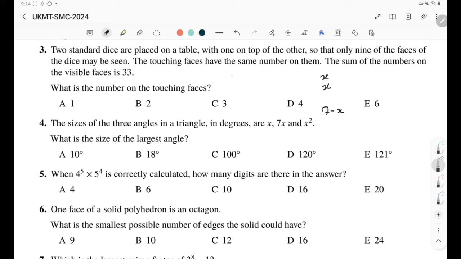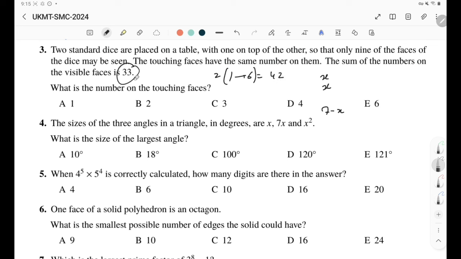And we can calculate this. The sum of numbers from 1 to 6, you can pair them: 1 with 6, 2 with 5, and 3 with 4. So it's going to be 21. 21 times 2, because we need to multiply that by 2. That's going to become 42. So this is the total sum.